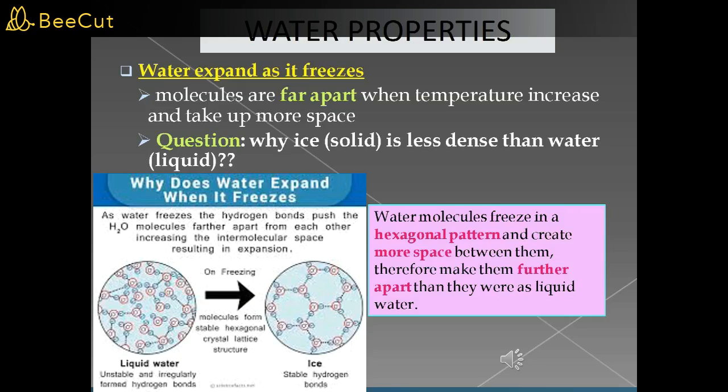Okay, look at this picture. When the water is in liquid state, the molecules are unstable and irregularly formed by hydrogen bonds. But when the water freezes, what happens to the molecules? The water molecules freeze in a hexagonal pattern. In the hexagonal pattern, the molecules are in a 6-sided shape and create more space between each water molecule, making the water molecules further apart than they were as liquid water.